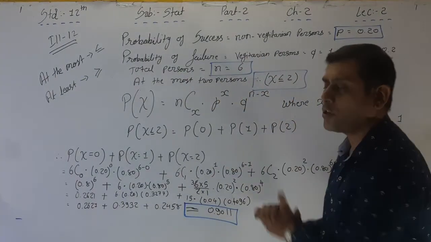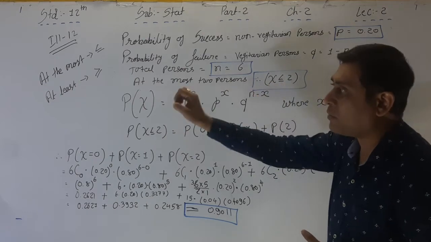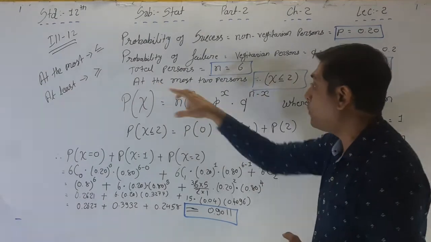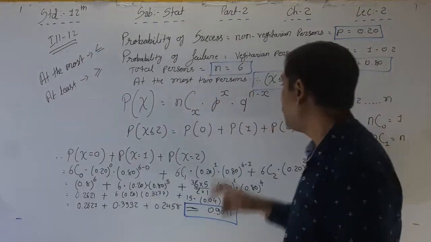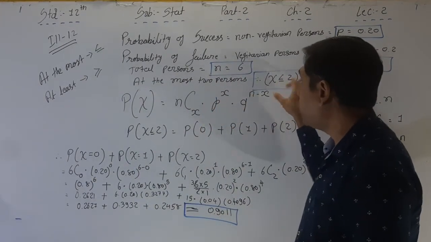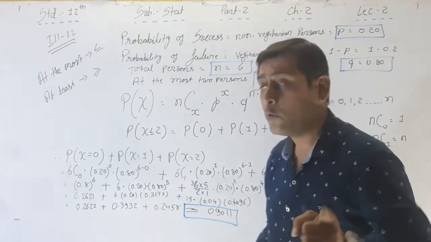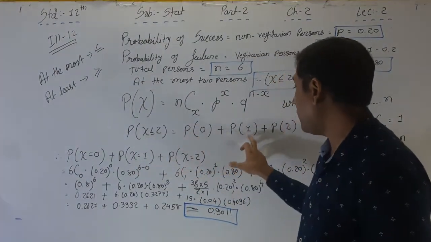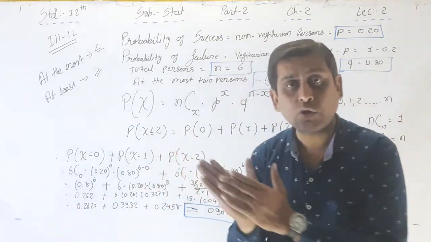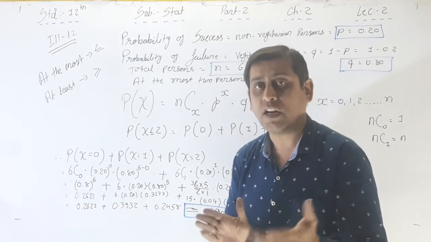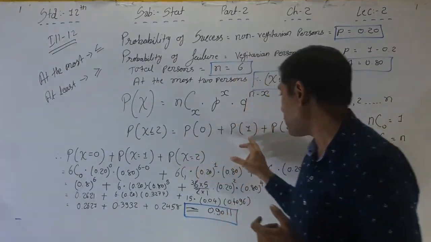So the calculation is somehow difficult. Whenever the words at least or at the most are given, at the most means less than or equal to 2, at least means greater than or equal to 2. At the most means 2 or less, all the amounts. So x will start from 0. So 0 plus 1 plus 2. At the most 2 means less than or equal to 2, all the amounts, starting from 0, 1 and 2. So 0 plus 1 plus 2.